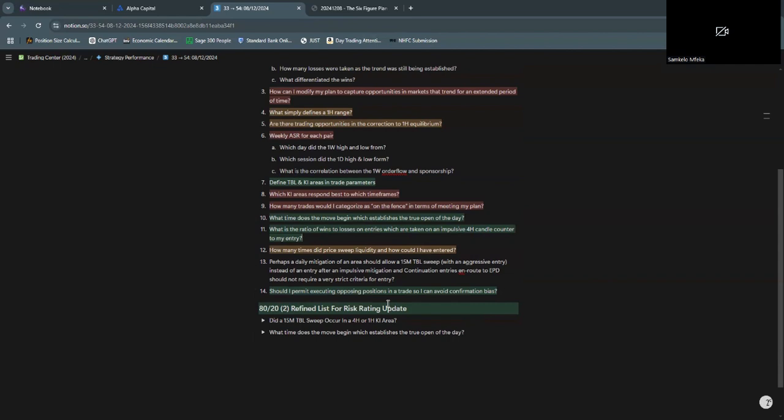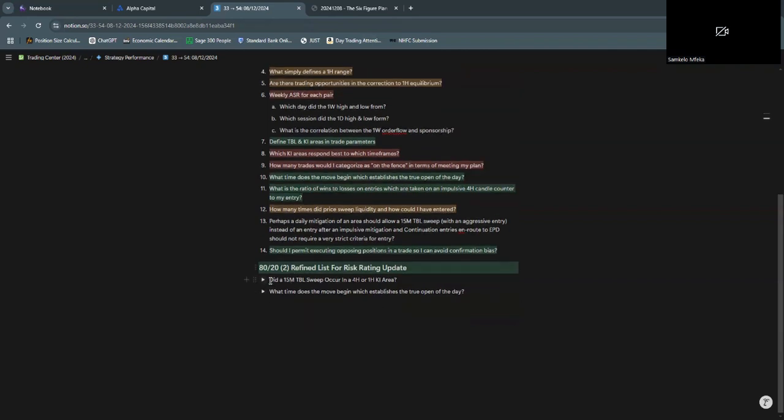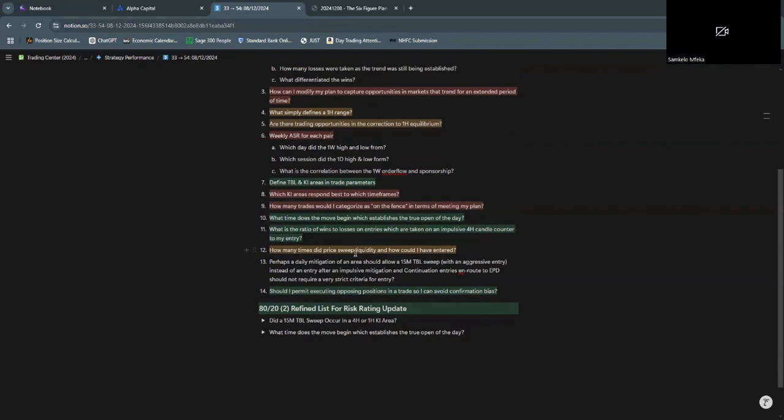Getting down to four was, I guess, the easier part, because I had a clear filter of which questions relate to what I'm trying to achieve. And then the harder question was getting down from four to the two questions that would make the biggest impact. Of those, I settled on whether a 15-minute time-based liquidity sweep, which occurred in a 4 hour, 1 hour key indicator area, was of significance, as well as what time the move began, which established the true open of the day.